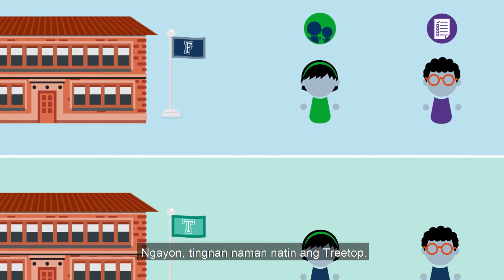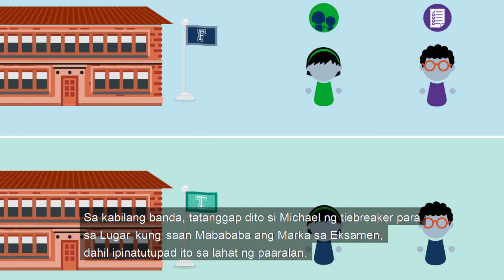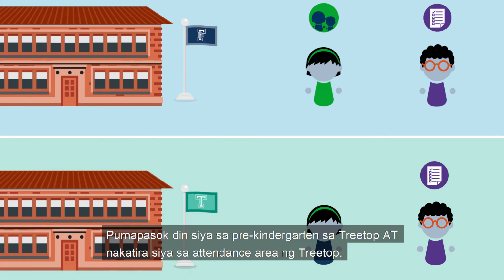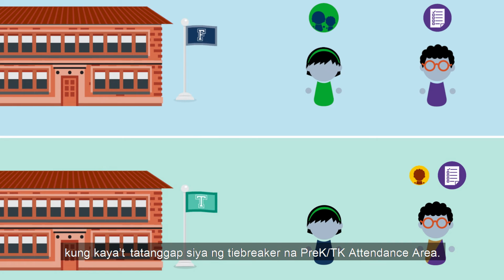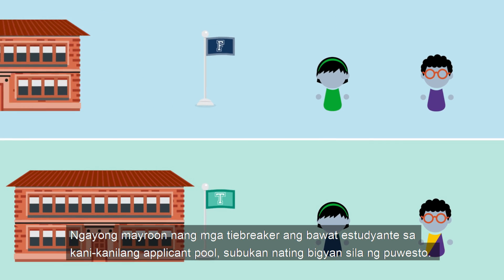Now let's look at Treetop. Kayla does not qualify for any tiebreakers. Michael, on the other hand, receives the test score area tiebreaker here, since it applies to all schools. He also goes to pre-kindergarten at Treetop and lives in the attendance area of Treetop, so he receives the pre-K TK attendance area tiebreaker.